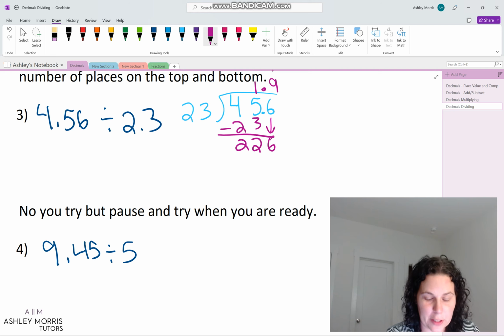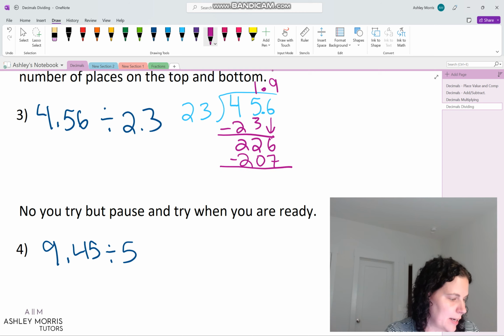And again, feel free to come over to the side and do all your multiplying. I did this ahead of time to save us some time. 9 times 23 is 207. Subtract and I get 19 left over. I had to borrow.